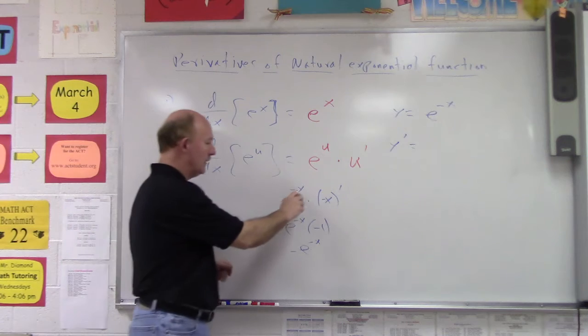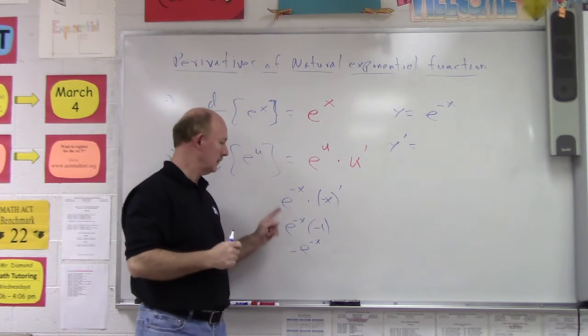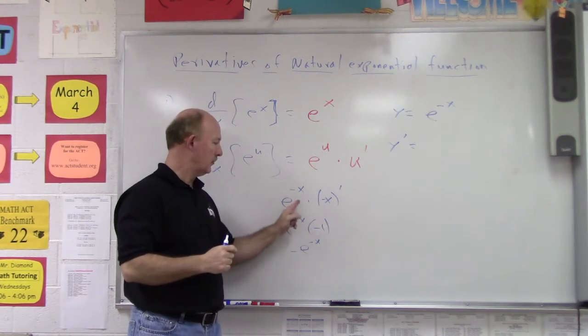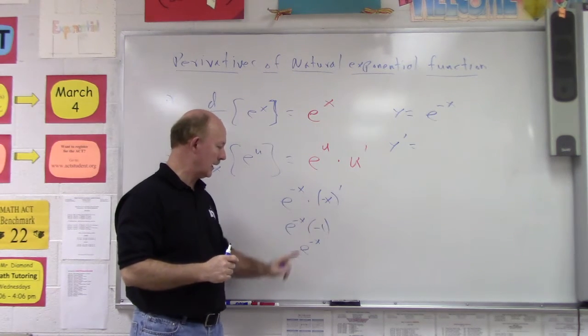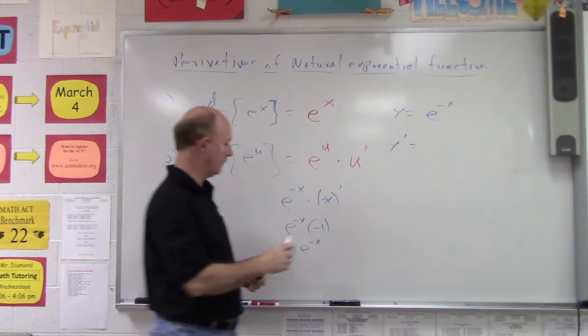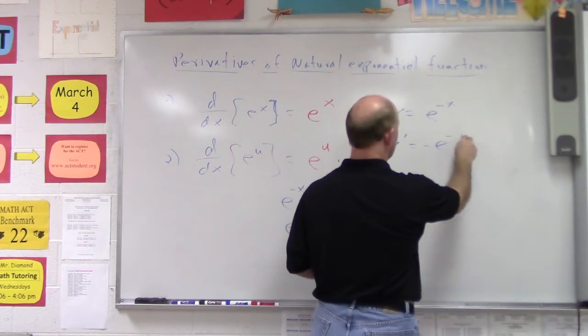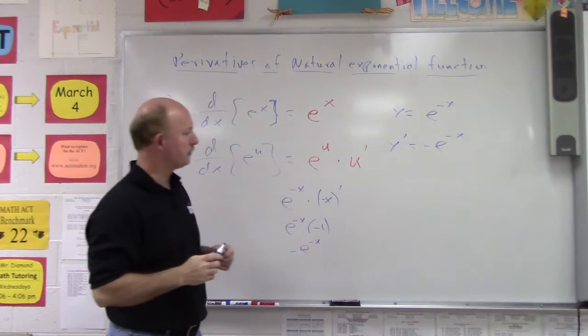So when you take the derivative of e to the negative x, once again you're using the chain rule, this will be e to the negative x times the derivative of negative x. And the derivative of negative x is negative 1. This will be negative e to the negative x power.